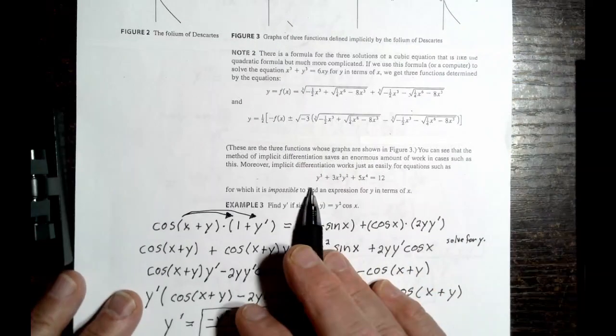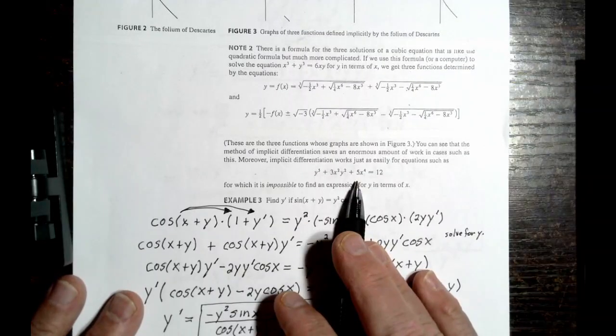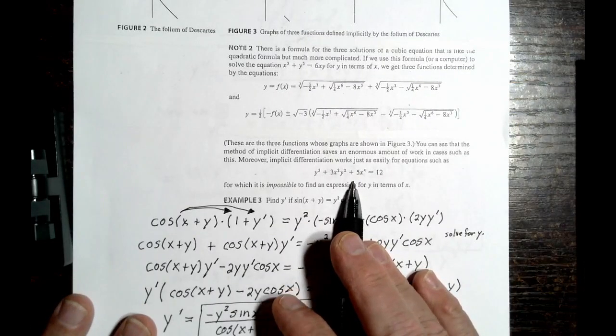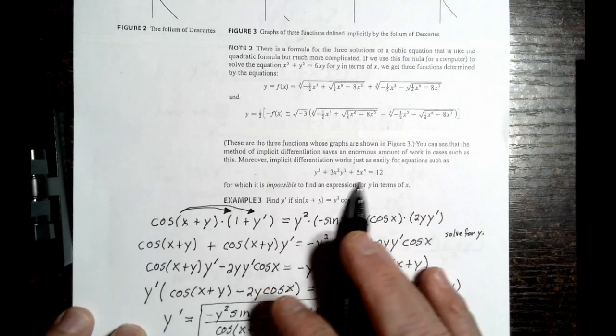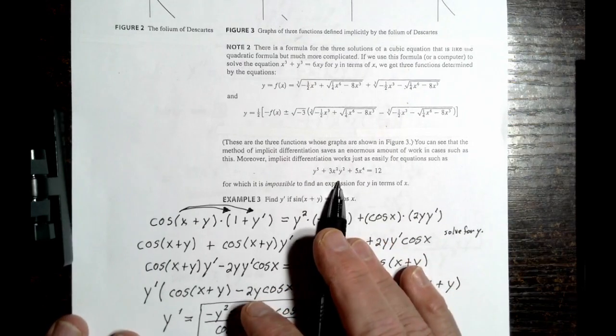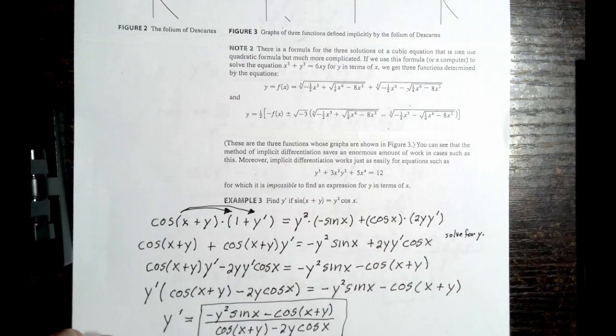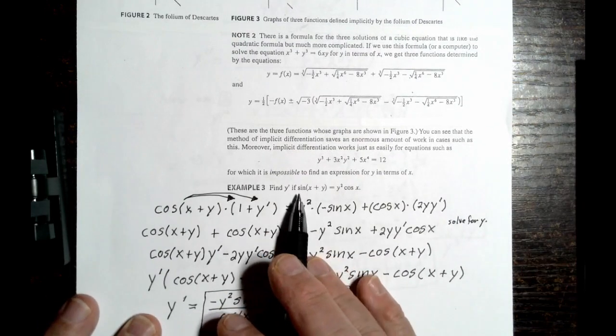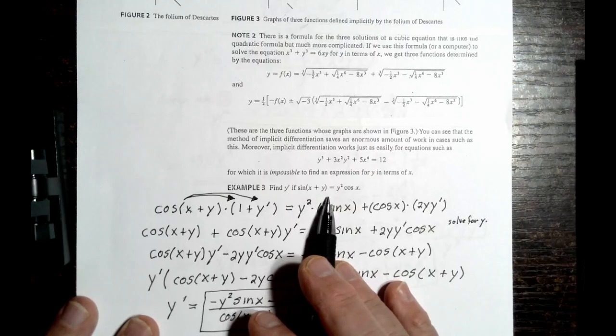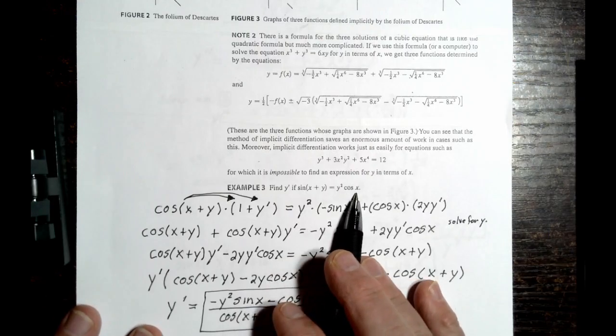Now, if you had something that's even a little more complicated like this one, it's impossible to solve this for y. So the only way you can really take a derivative of this in order to find y prime is to use implicit differentiation. All right, so let's take implicit differentiation for sin(x + y) = y² cos x.